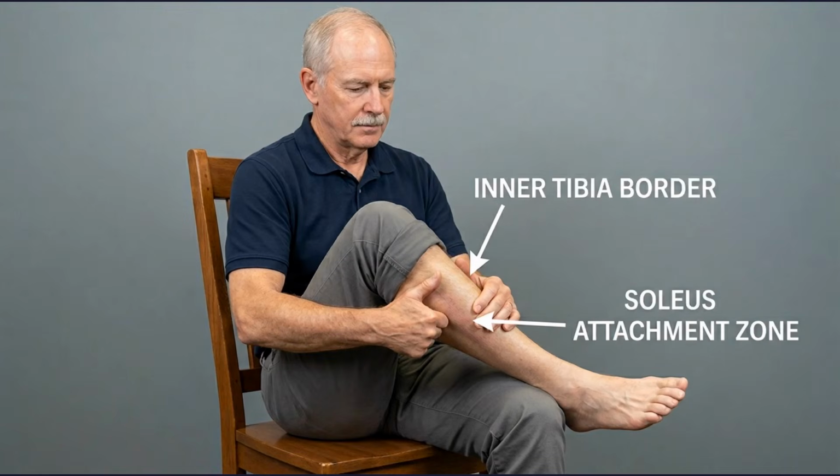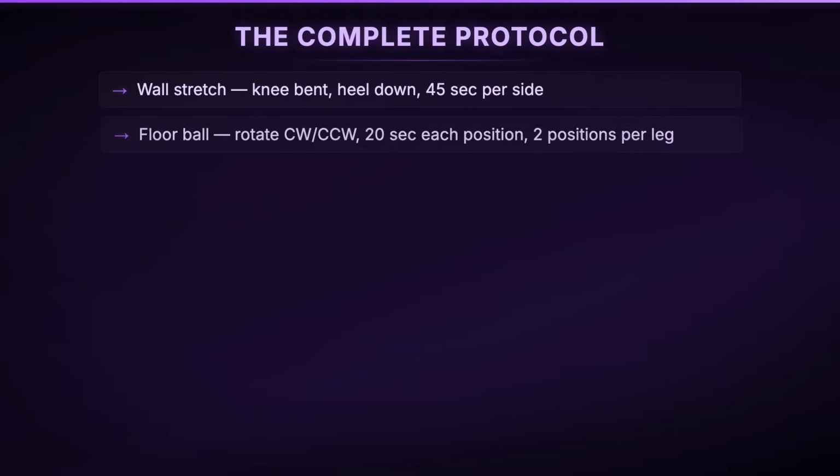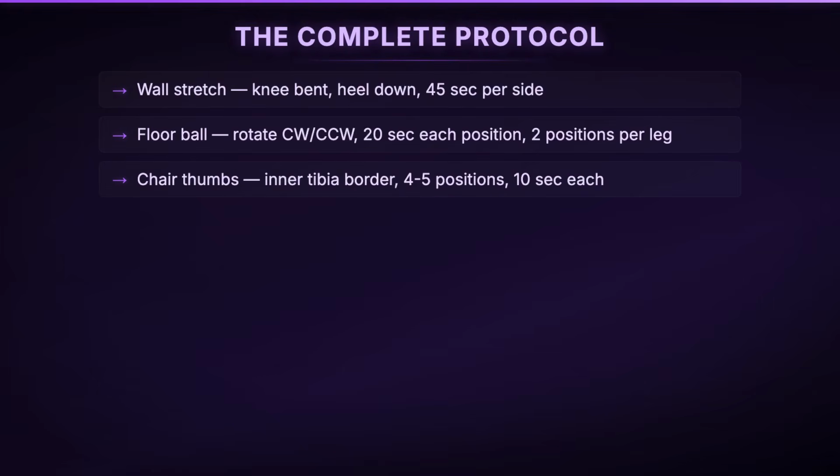Press firmly and hold for 10 seconds. Then move up 1 inch and press again. Work your way up the inner border of the tibia. That's where the soleus attaches, and the pressure reaches the deep compartment without requiring any floor work. 4 to 5 positions per leg, 45 seconds per side.